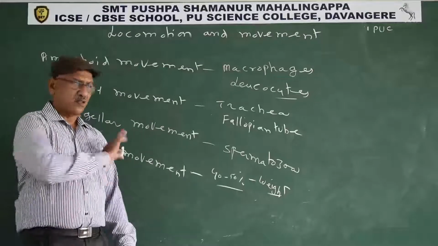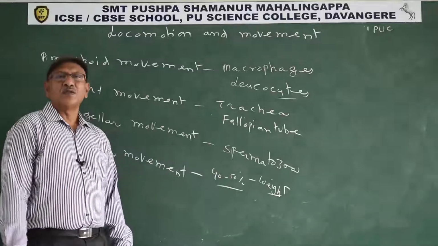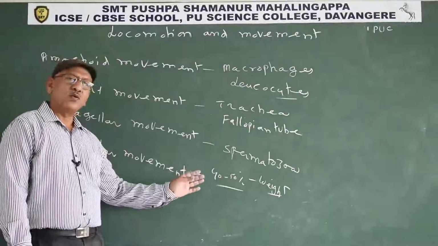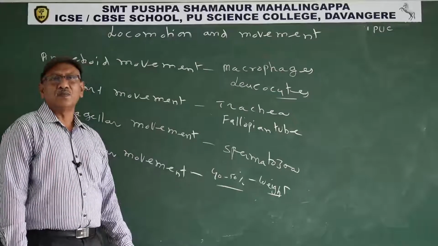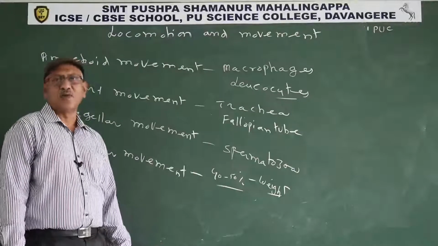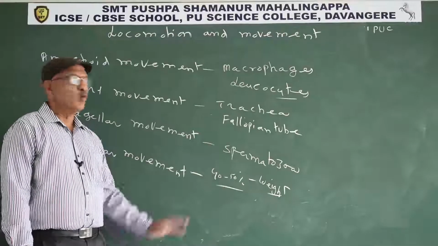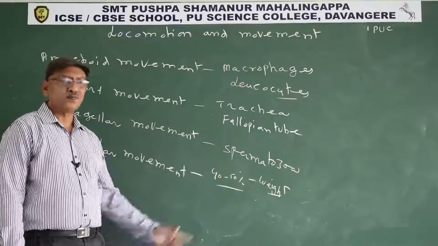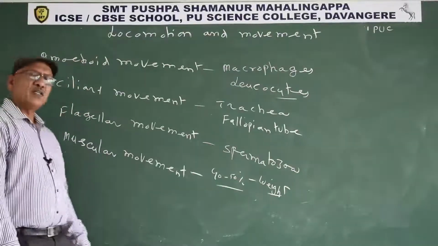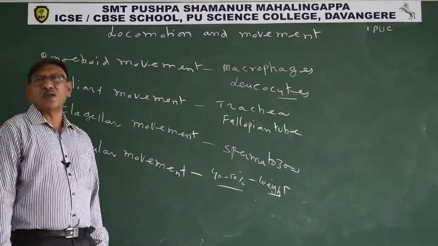Now we discuss striated muscle. Striated muscles are under the control of the will of the organism. The striated muscles are responsible for locomotion and movement of various organs. So striated muscles are under the control of the will of the organism.